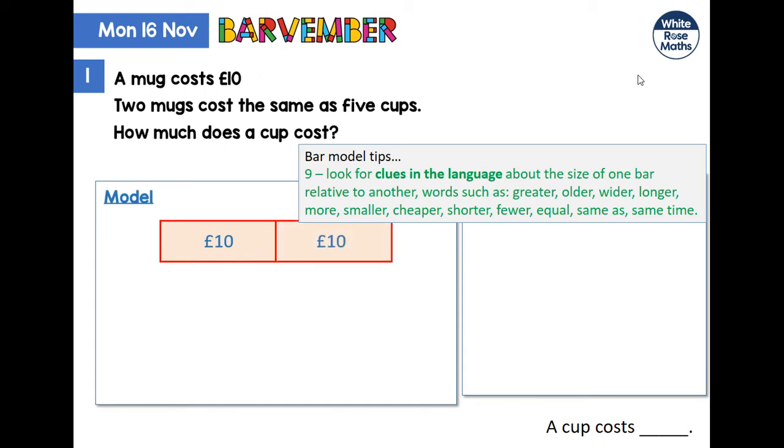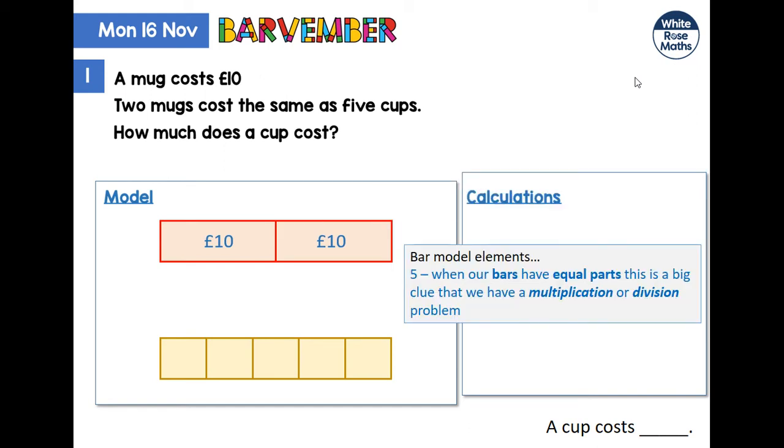So there are 2 mugs and they're the same size, 2 equal parts of 10. And here are our 5 cups. And you'll see that the red bar and the yellow bar there are the same lengths because the cost is the same as. Okay.